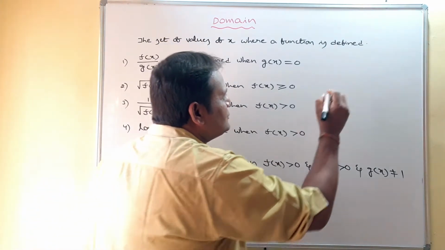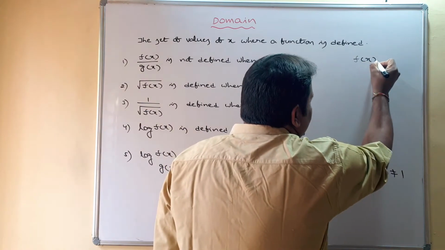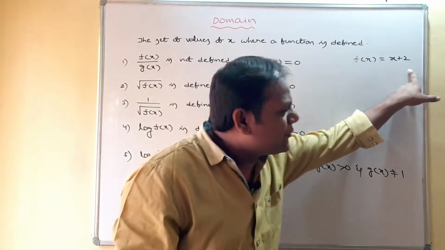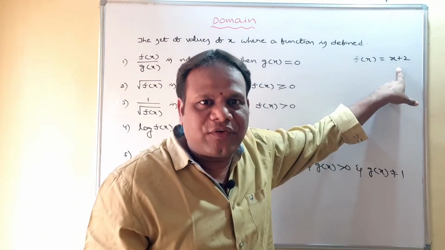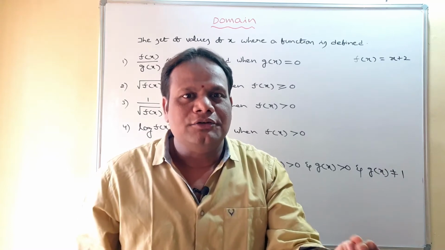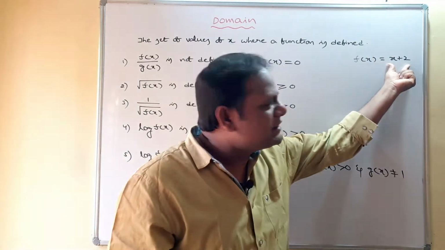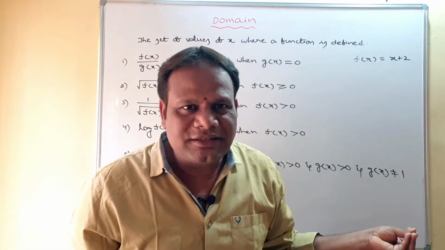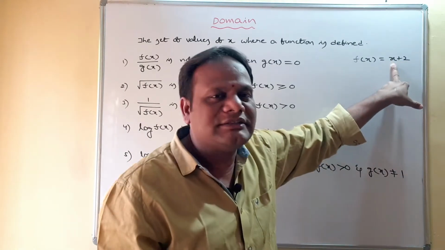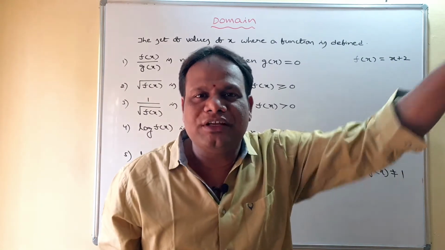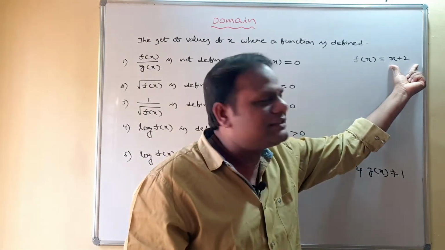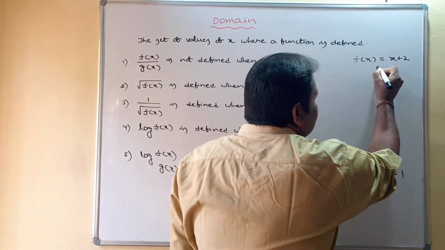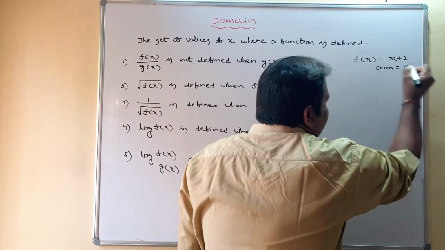I mean, suppose I am going to take one function f of x equal to x plus 2. For what values of x this is defined, those values are called domain of the function. So where is it defined? Yes, it is defined for all real numbers. Whatever real number you take in place of x, you can get some output, right? So this function is defined everywhere. So domain of this function is the real number set.